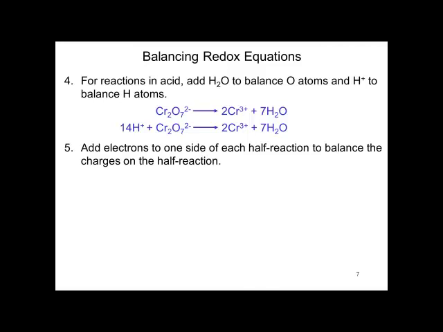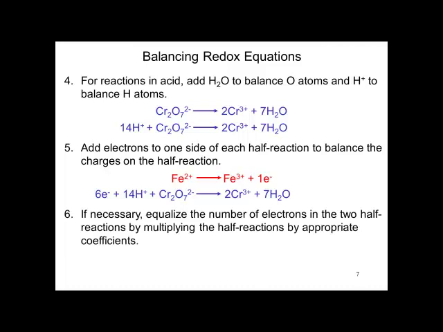Add electrons to one side of each half reaction to balance the charges on the half reaction. So for the Fe2+ becoming Fe3+, we have to add 1 electron to make the charges equal. For the dichromate, we have to add 6 electrons to balance out the charge. If necessary, equalize the number of electrons in the two half reactions by multiplying the half reactions by appropriate coefficients. Notice that we have 6 electrons in the reduction and 1 in the oxidation. We have to multiply the oxidation half reaction by 6.